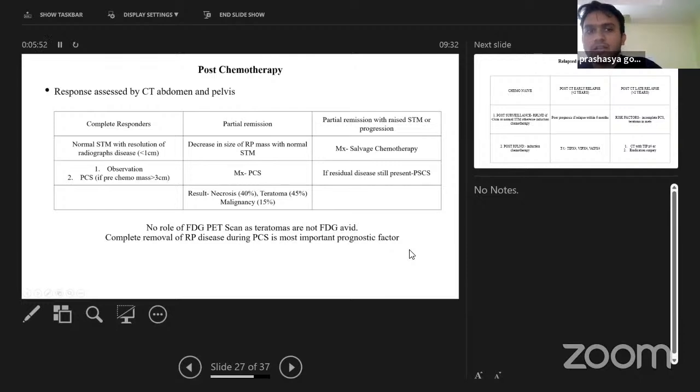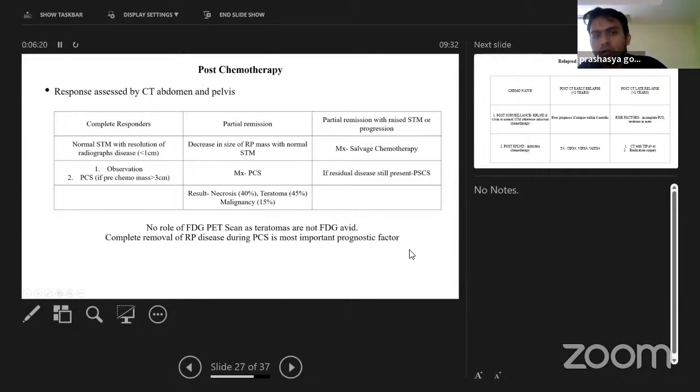serum tumor markers. The management is usually post-chemotherapy surgery, as there is a 15% risk of malignancy in the mass and a 45% risk of teratoma in the mass. Patients with partial remission with raised serum tumor markers, or patients with progression, should undergo salvage chemotherapy. And if the residual disease is still present, the patient should go under surgery.